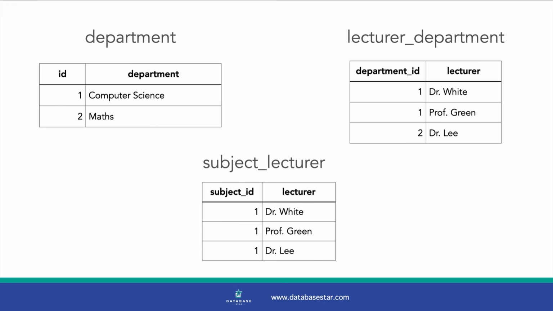The way to fix this is to split these pieces of information into separate tables that capture each relationship clearly. We have 3 tables, one for department, one for the lecturer and department, and one for the subject and lecturer. By splitting the relationships, we prevent errors. If Dr. White moves to the Maths department, we only update the lecturer department table. The database can reconstruct all valid combinations by joining these tables. There's no risk of invalid or missing rows.